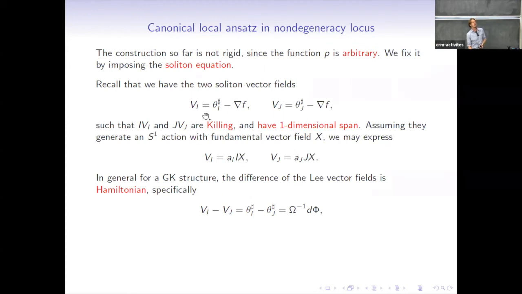Notice in Vi minus Vj, the grad f drops out. What you get is, in fact, the difference of the Lee forms. In general, that is omega inverse d capital Phi, where capital Phi is a function. It's essentially equal to the angle function. Thought of differently, these vector fields Vi and Vj fixed together with the fact that capital omega is fixed determine Phi. Phi is the function.